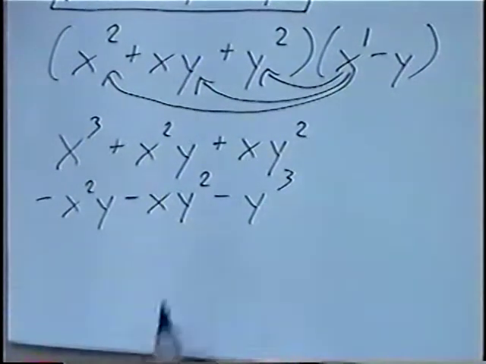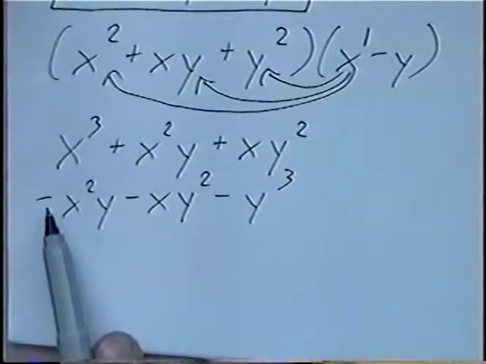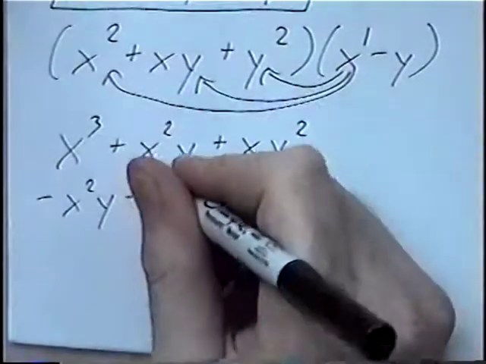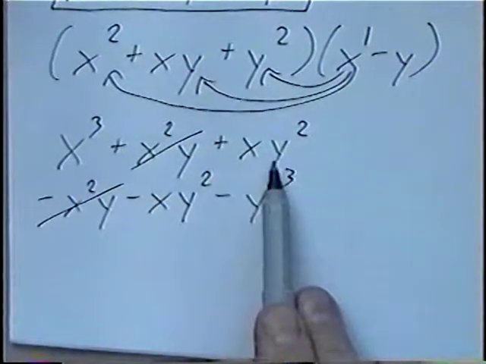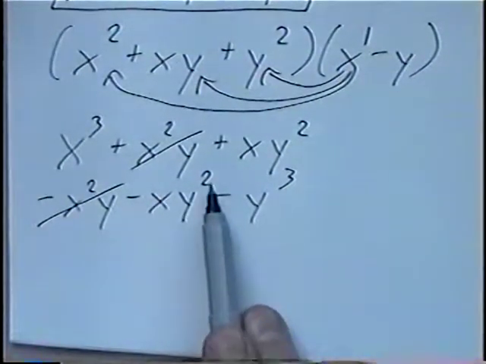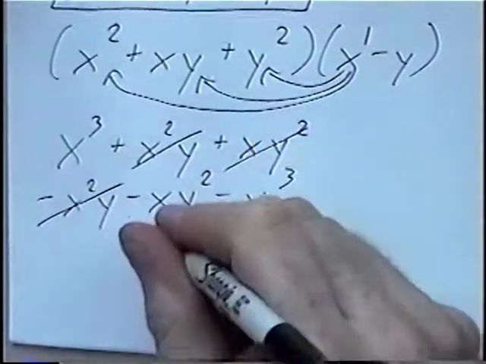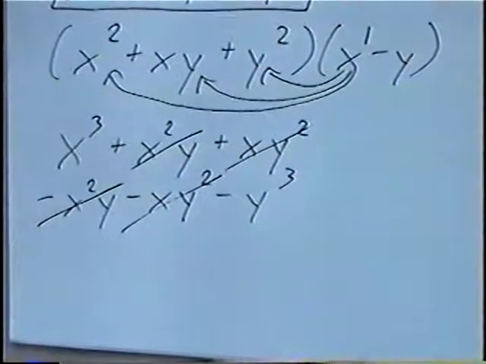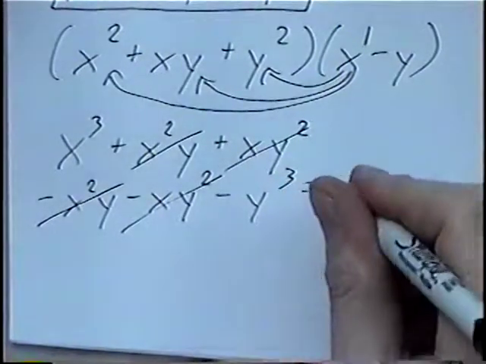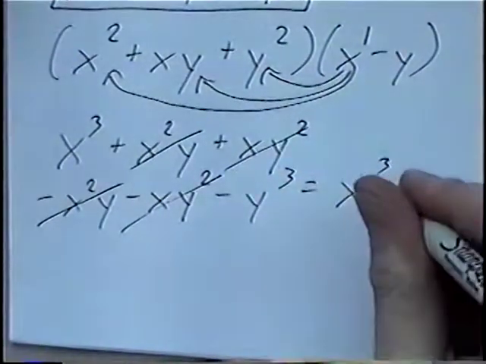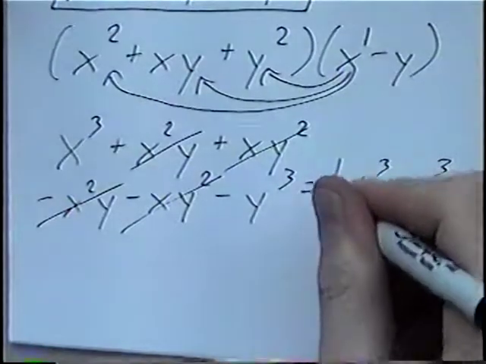Combining like terms, x squared y minus x squared y, each of these would cancel. And also xy squared minus xy squared, each of those would cancel. So our two terms left is x cubed minus y cubed. So our final answer would be x cubed minus y cubed.